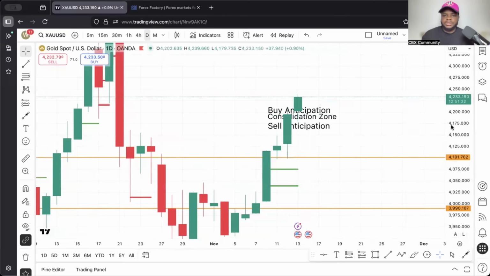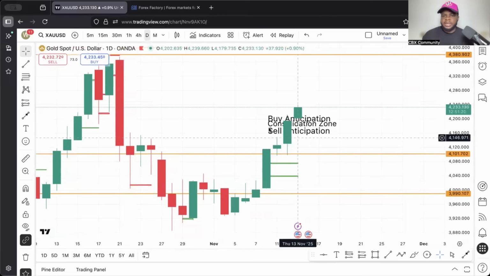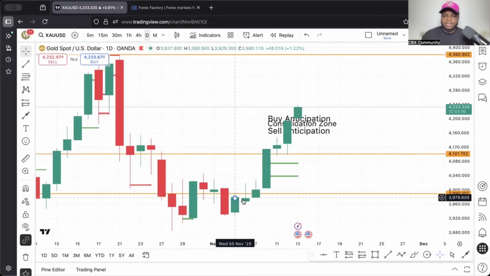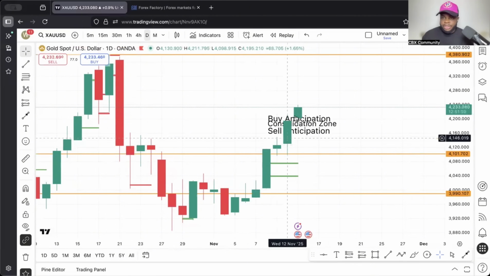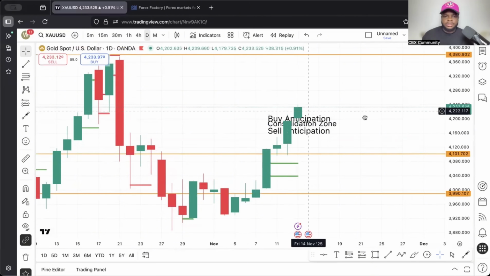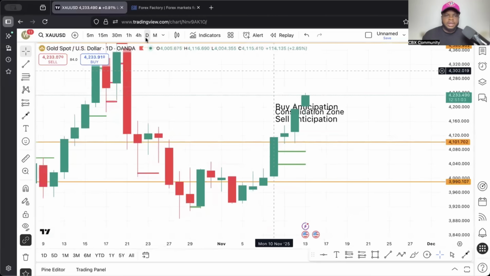According to the market condition, we are still in an uptrend because this candle closed with a bullish candle, a rejection bullish candle, a strong bullish candle, and more bullish candles. So that means we are still in an uptrend. So let's go to the 4 hours.